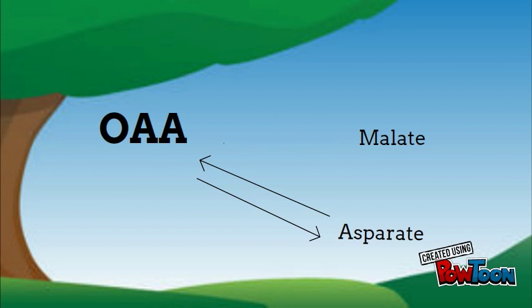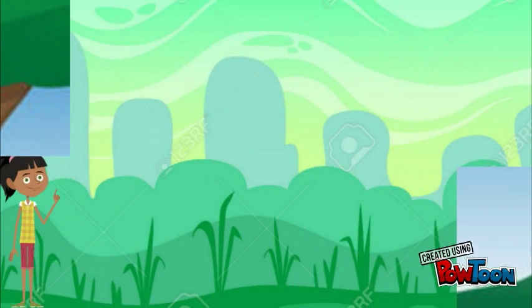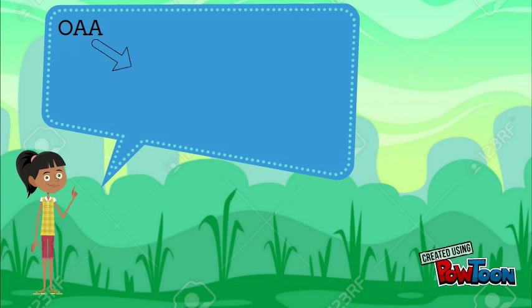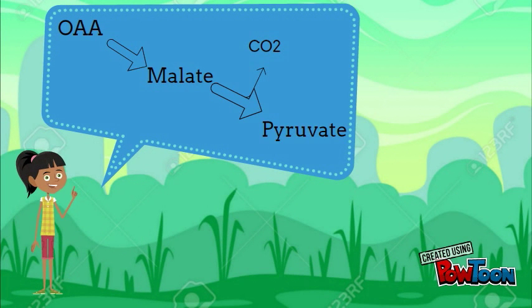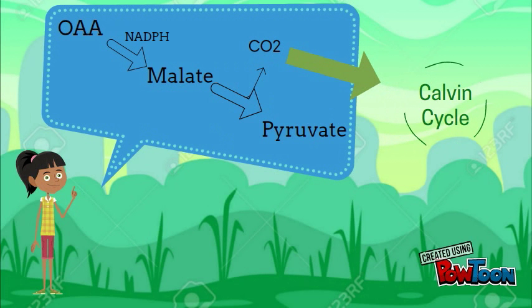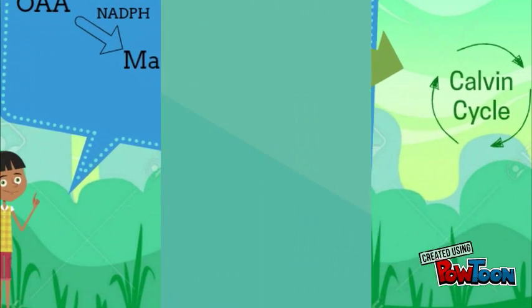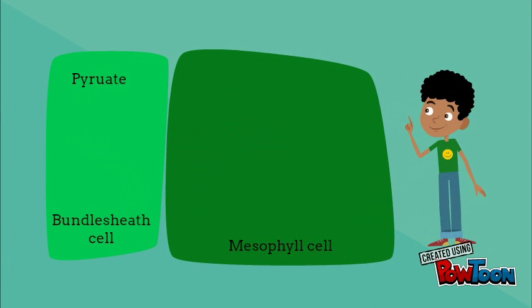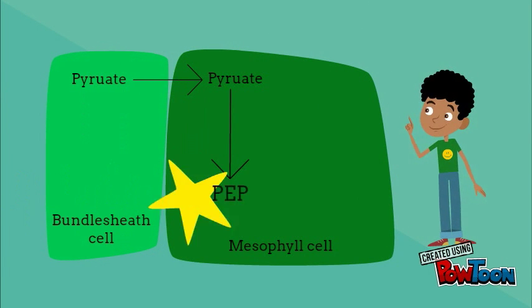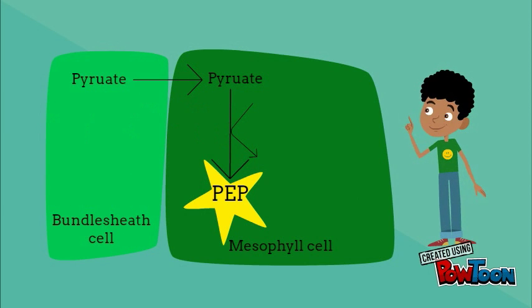Oxaloacetic acid is reduced to malic acid using NADPH. This reaction is catalyzed by malic dehydrogenase. Then malic acid is transported to the bundle sheath cell, where it is decarboxylated in the presence of NADP and a specific malic enzyme to produce pyruvic acid and CO2. The liberated CO2 is accepted by RuBP and enters the Calvin cycle. The pyruvic acid formed is transported back to mesophyll cells. The phosphoenol pyruvic acid is regenerated by using ATP produced in the light reaction.